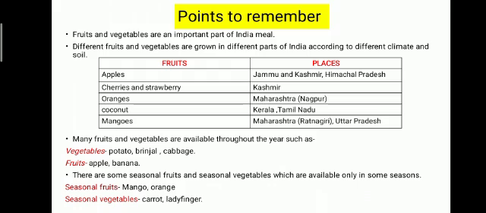We can have these fruits and vegetables throughout the year. In every month we can have vegetables and fruits such as potato, brinjal and cabbage, apple and banana. But there are some seasonal fruits and seasonal vegetables which are available only in some seasons. For example, among seasonal fruits, we get mangoes in summers only and oranges in winters only. Same way, among seasonal vegetables, we get carrot in winters and ladyfinger in summers.